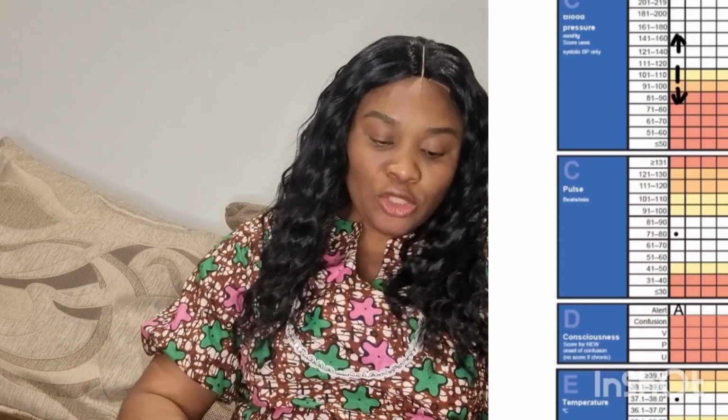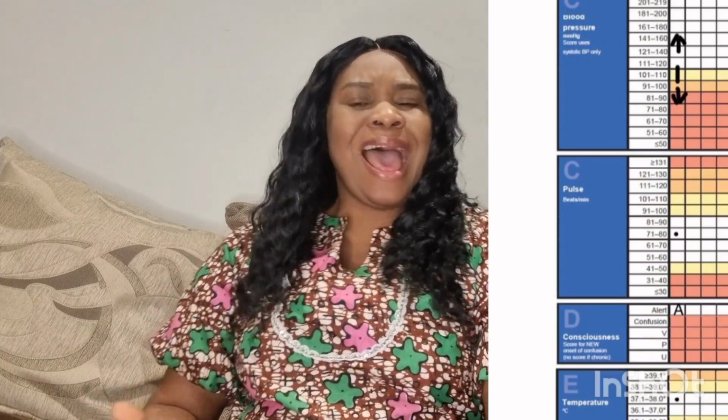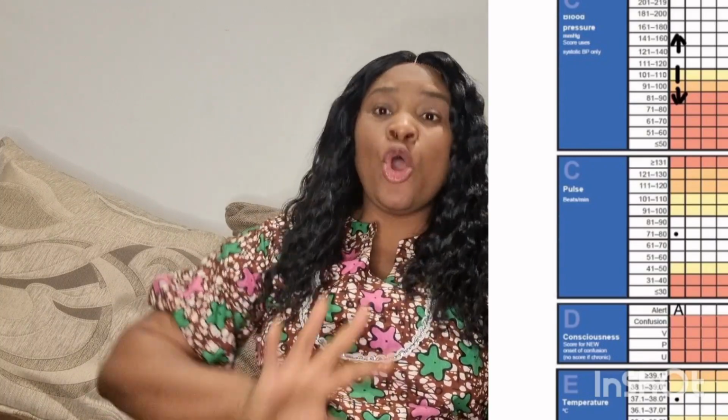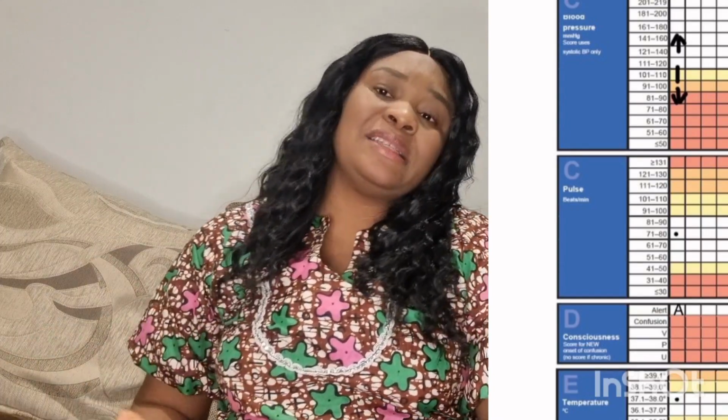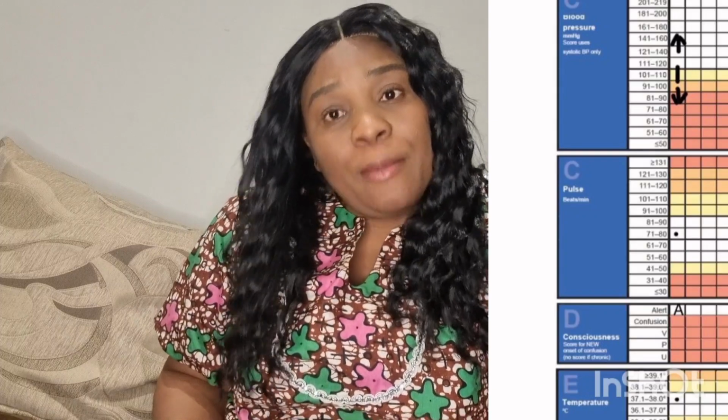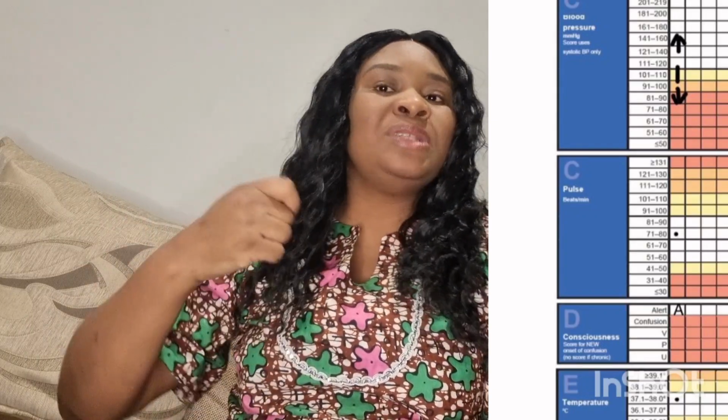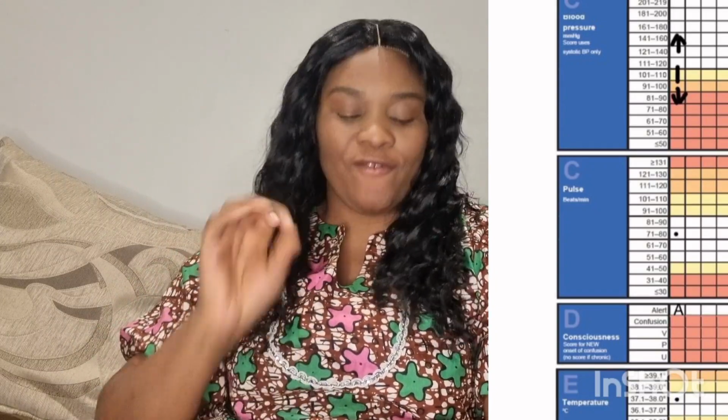Now, the next one is consciousness. All patients in OSCE exam are alert. I repeat, all patients in your OSCE exam are alert. Remember, you ask the patient, what is your name? They told you their name. So all patients in OSCE exam are alert. So under alert, either you put a dot or you put an A, just the way I have done.